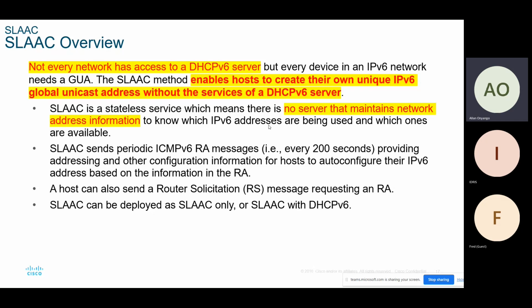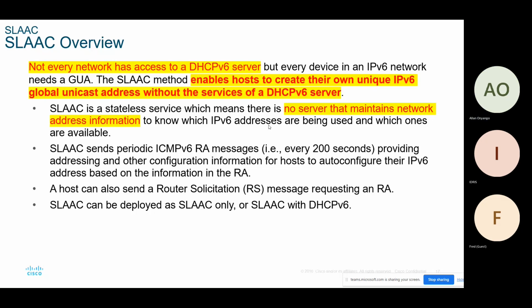Now, SLAAC normally sends periodic RA messages. SLAAC sends periodic IPv6 RA messages every 200 seconds. But the PC can also request an RA message from the router. By default, a router configured with IPv6 addresses sends RA messages every 200 seconds.